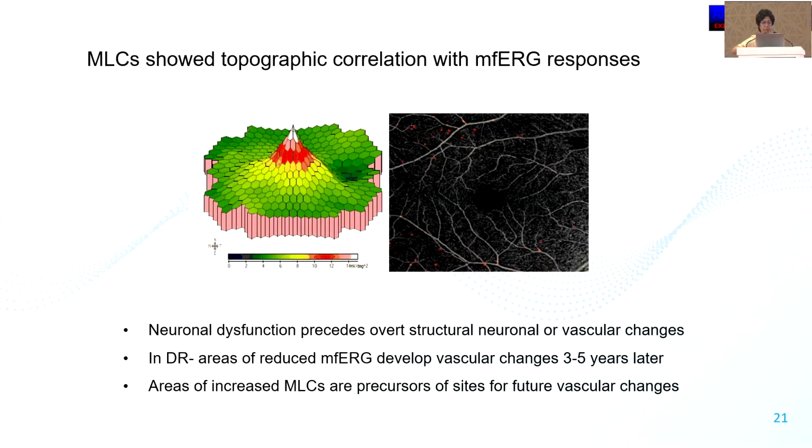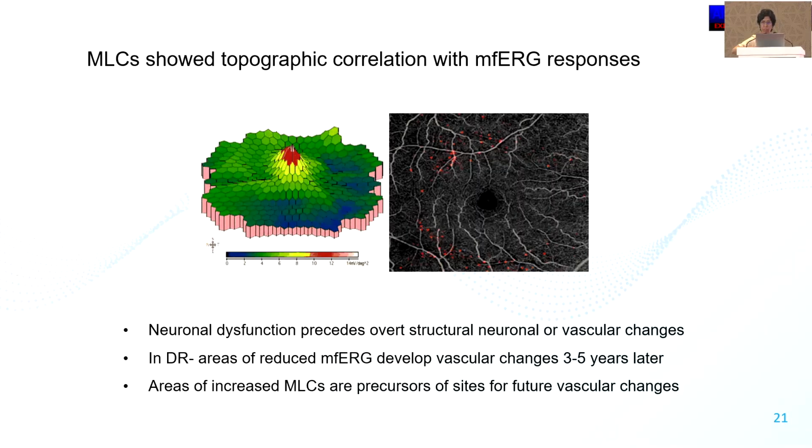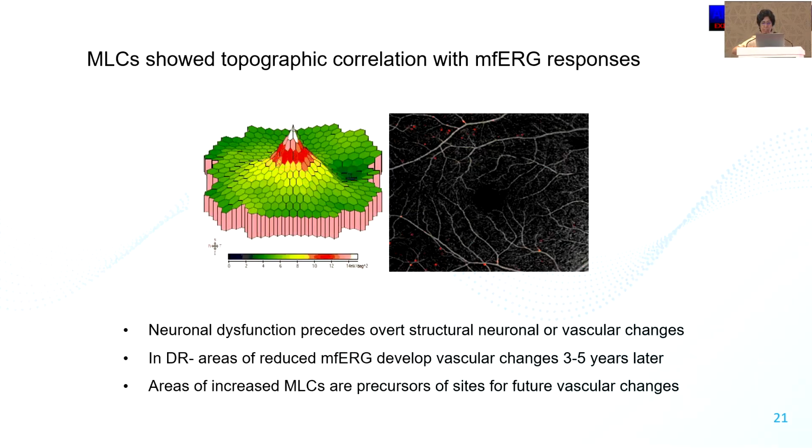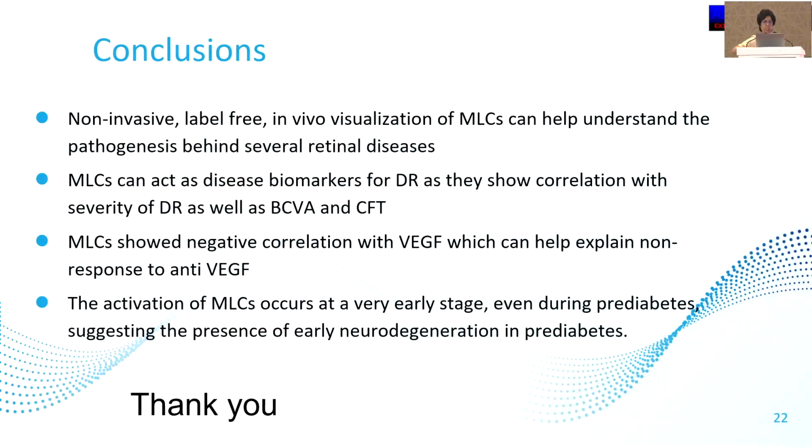vascular changes, because in diabetic retinopathy it was seen that these areas which show reduced MFERG amplitudes will develop vascular changes about 3 to 5 years later. And here in pre-diabetes we are actually possibly predicting these sites nearly 15 years before the clinical changes can occur. So possibly MLCs can be precursors for these vascular changes.